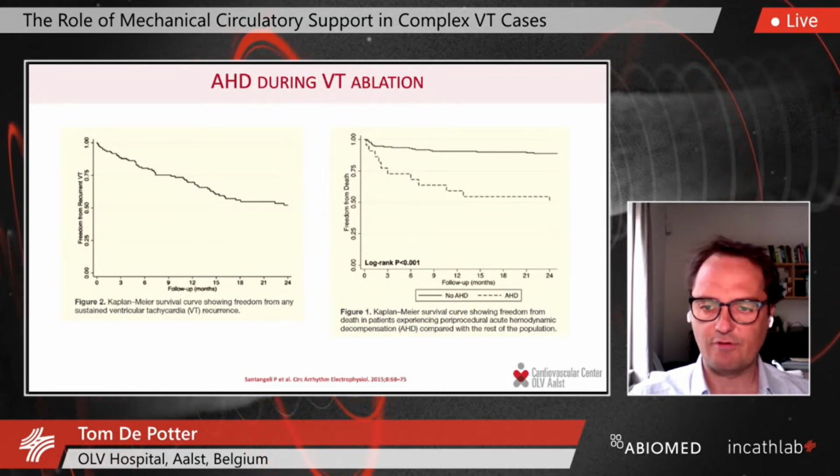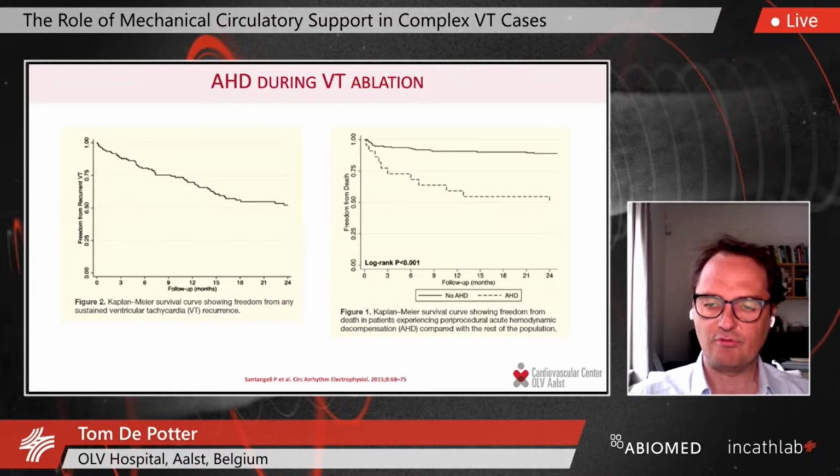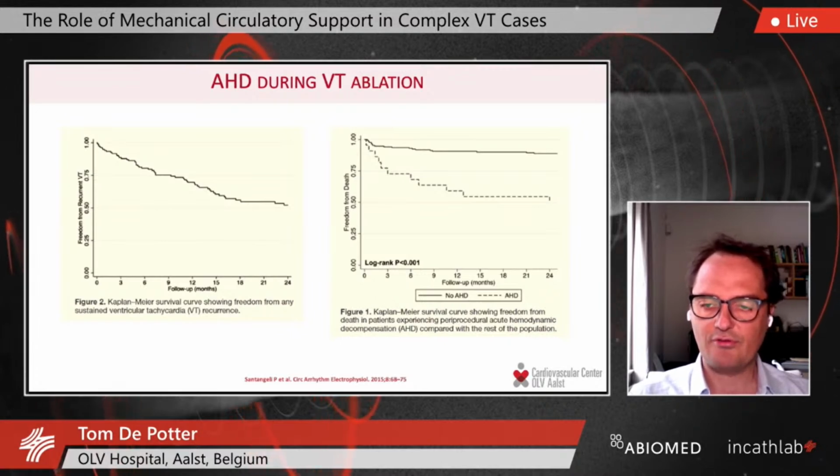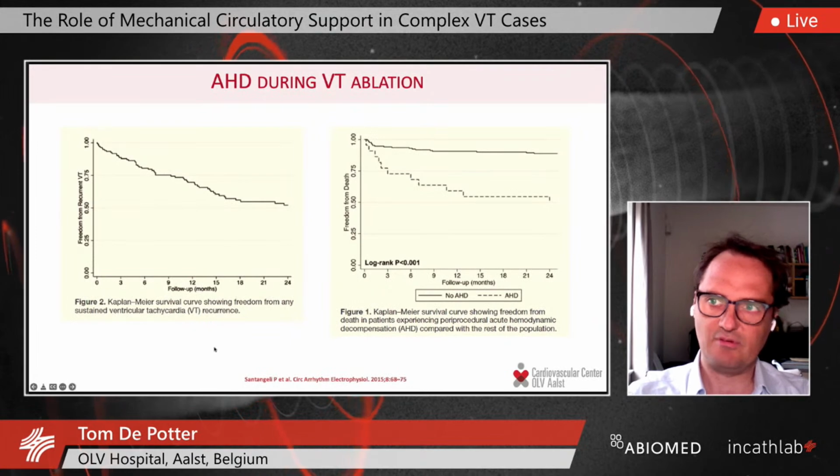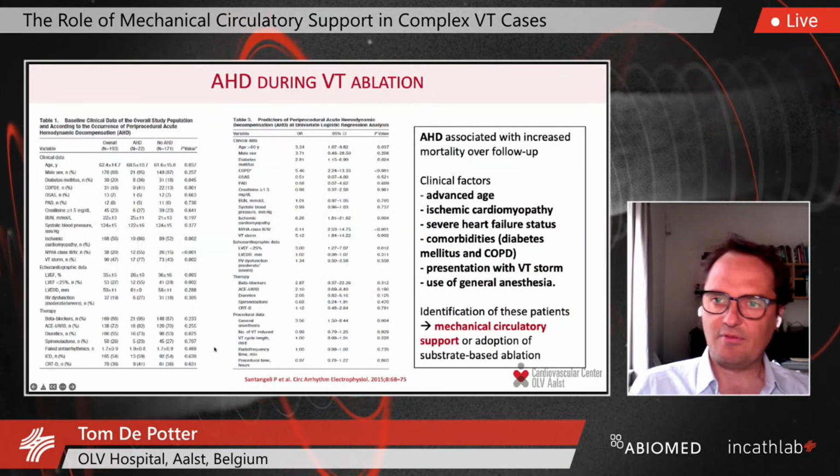right, the survival curve on the right, comparing those patients that experienced acute decompensation during their procedure versus the patients that did not, have decompensation in a solid line, you can clearly see that the post-procedural mortality is significantly increased in those patients experiencing decompensation.